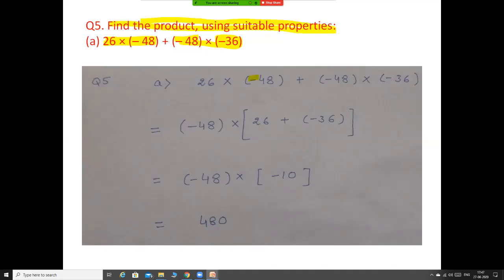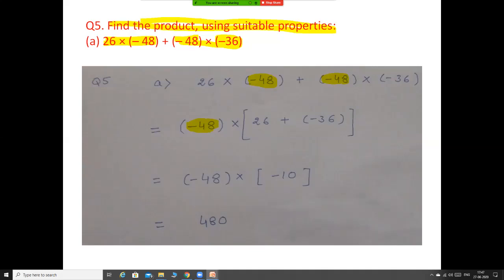Here we see in 26 into minus 48 plus minus 48 into minus 36. What is same? Search the integer which is same. Here this is minus 48. Here this is minus 48. This is same. So writing this minus 48 outside the bracket. What is left? This is 26. And here this is left minus 36.